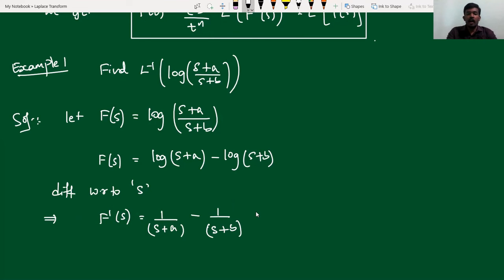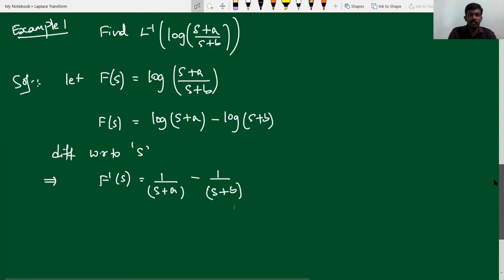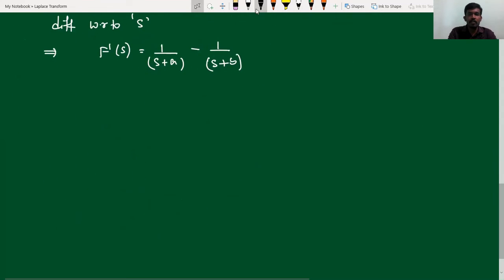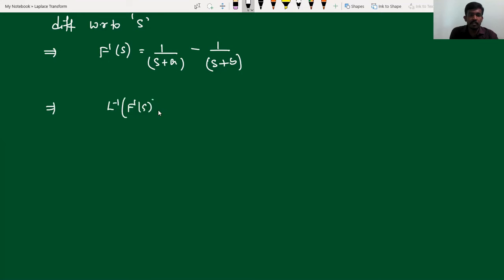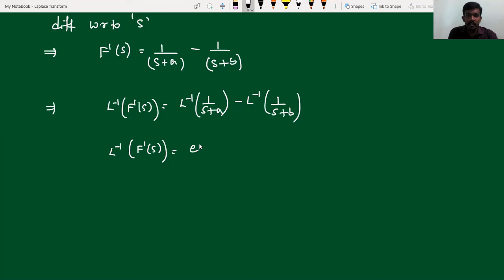The next step, I have to find the inverse transformation for this, according to the working rule. So this implies the inverse transformation of F dash of s is equal to L inverse of 1 by (s plus a) minus L inverse of 1 by (s plus b). Here the inverse of 1 by (s plus a) means e to the power of minus at, minus the inverse of 1 by (s plus b) means e to the power of minus bt.